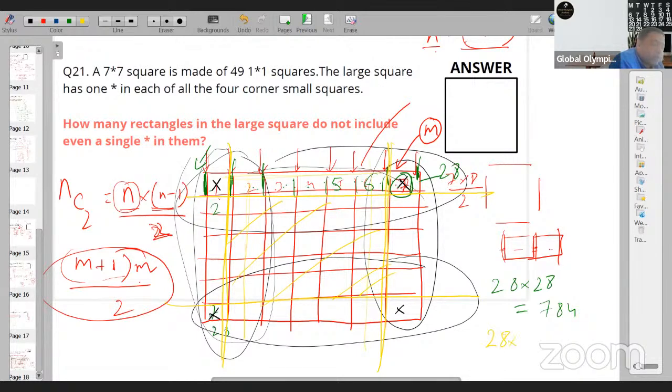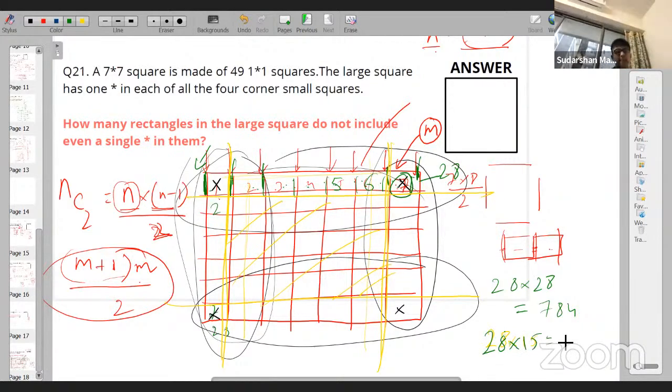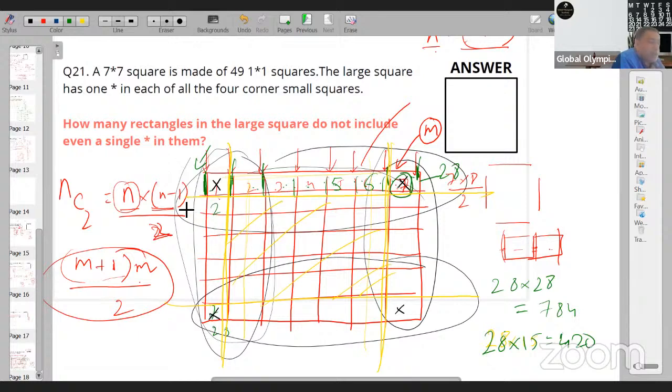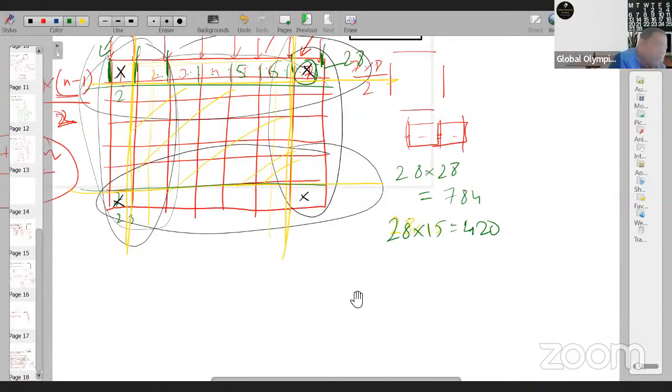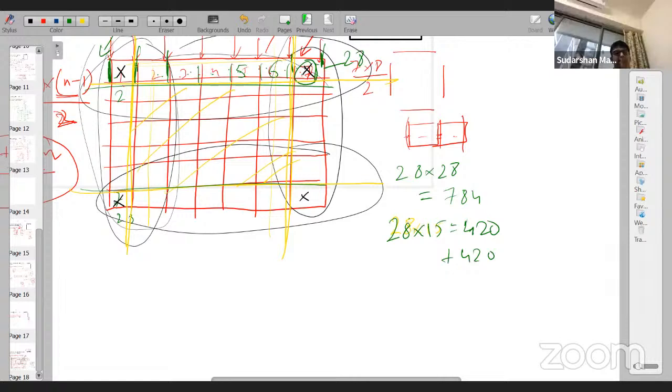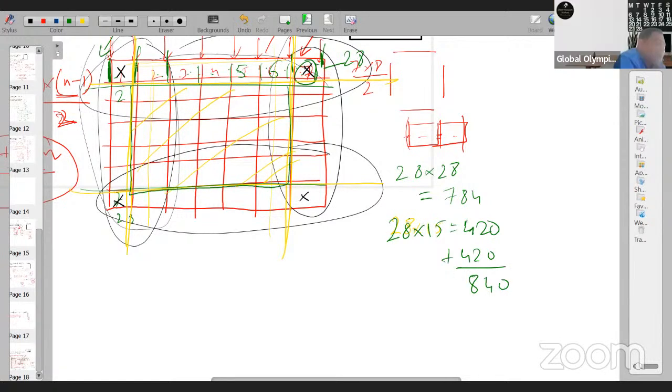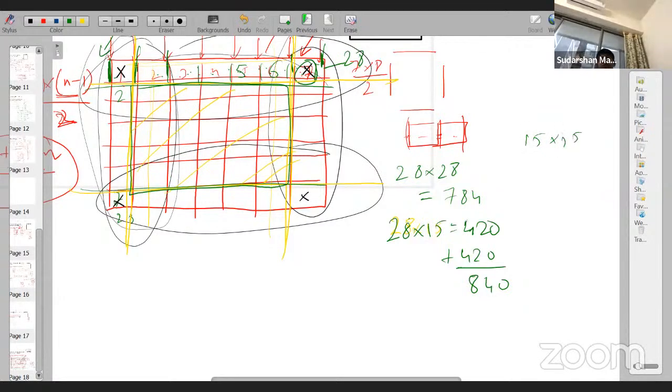28 into 15. 420, right? Yeah. Similarly, by symmetry of the figure, this one will also give me 420. So I'll have 420 plus 420, so now you have to subtract 840. From a 5 into 5 rectangle, how many? That is going to be 6 choose 2 into 6 choose 2. Yeah, 15 into 15, right?